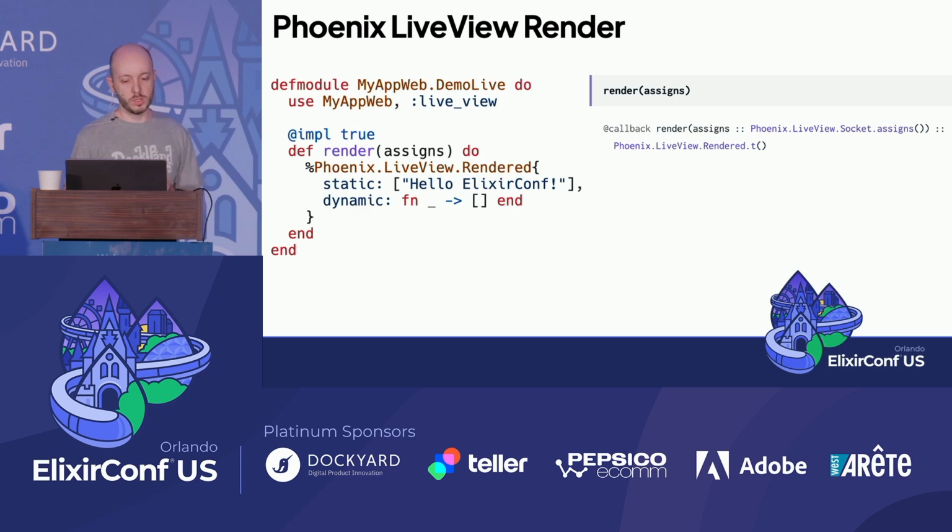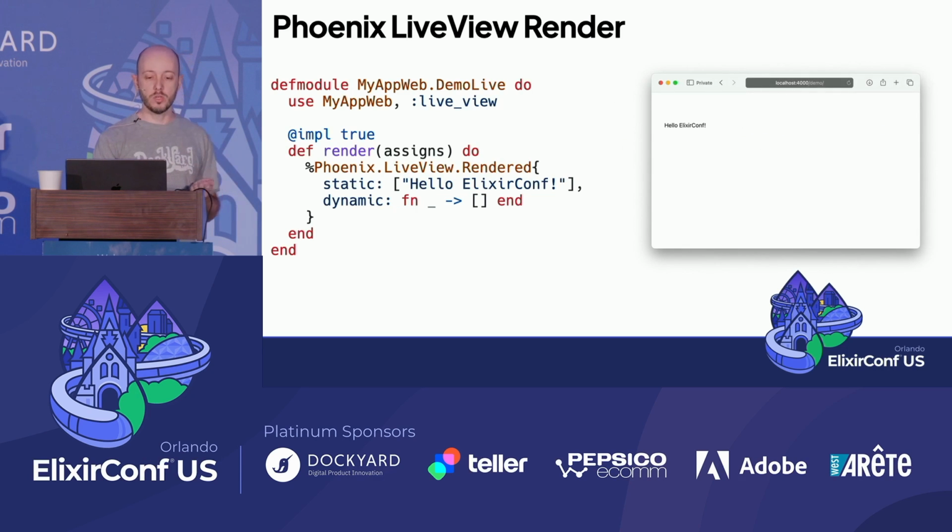That struct holds the static and dynamic information for the page, so LiveView can apply the diff for the page. And you are not supposed to write these structs manually, or at least you don't need to, but returning this struct is going to render the very same page as before. So keep that in mind. We'll get back to that struct later.